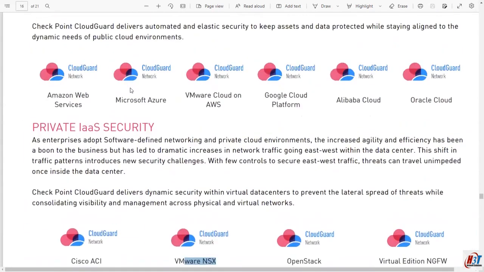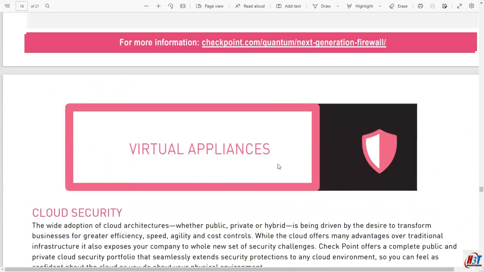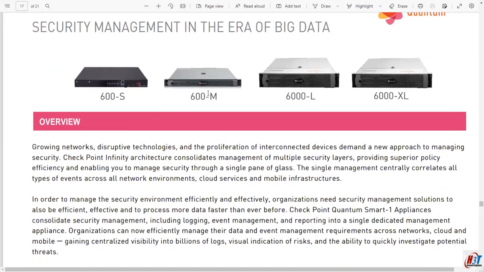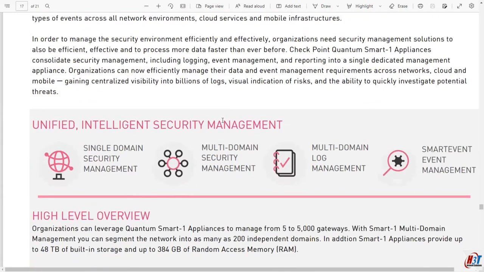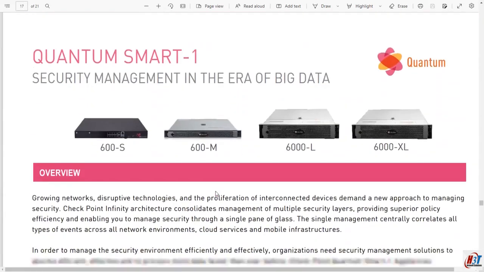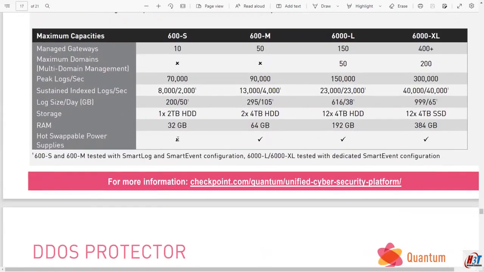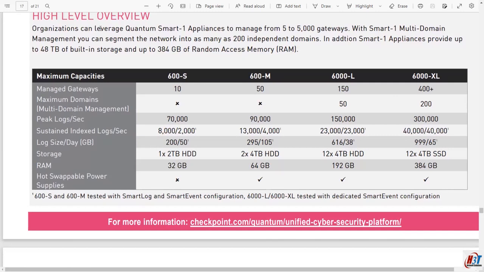So that was the virtual firewall, or you can say virtual appliance part of it. And then moving back, you have the quantum smart one, which is basically the SMS, the smart managers, right? These are the options that you have: 600S, 600M, 6000L, and then you have the 6000XL, right? So these basically help you to manage multiple gateways from a single point, right? Centralized management, you can say. So if you look at the numbers, these can leverage quantum smart one appliances to manage from 5 to 5000 gateways, right, depending on the model that you purchase.